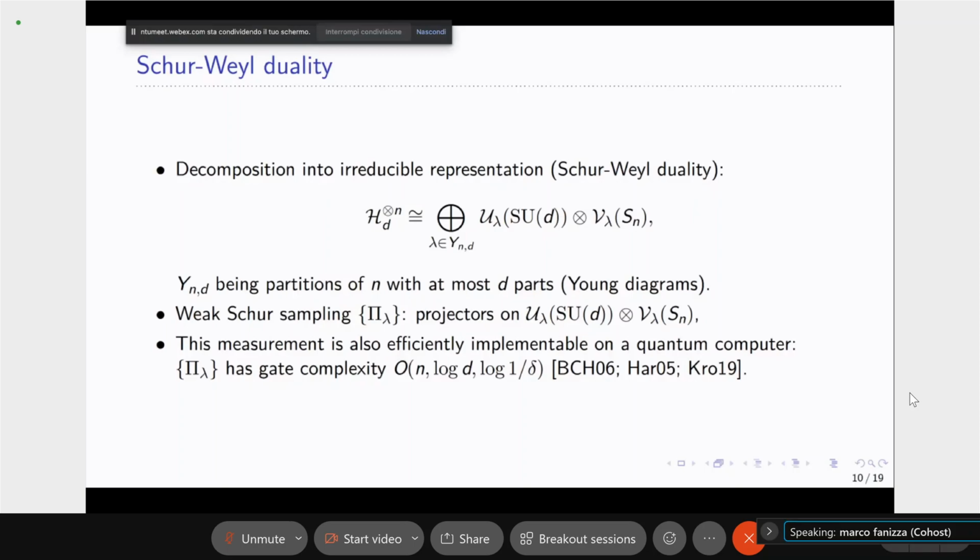So the projectors on the spaces in this direct sum form a projective measurement called weak Schur sampling. And this measurement is efficiently implementable on a quantum computer. It has gate complexity that goes like n log d log 1 over delta, where delta is the precision of the implementation.